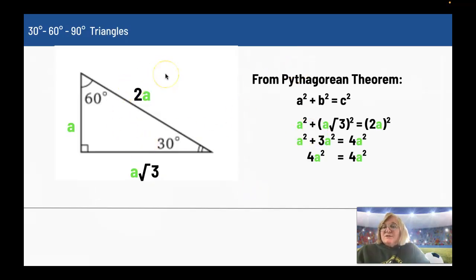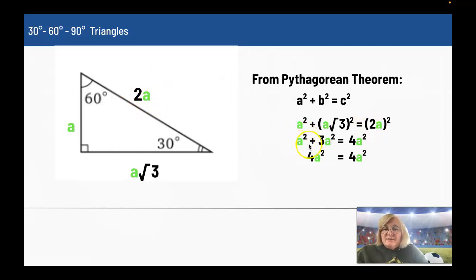To show that this is true, I have a right triangle, so I have a squared plus b squared equals c squared from the Pythagorean theorem. If this side is a, the side opposite the 30 degrees, I have a squared, and this side would then be b, opposite my 60 degrees. The other leg is b, so I have a square root 3 squared equals my hypotenuse 2a squared.